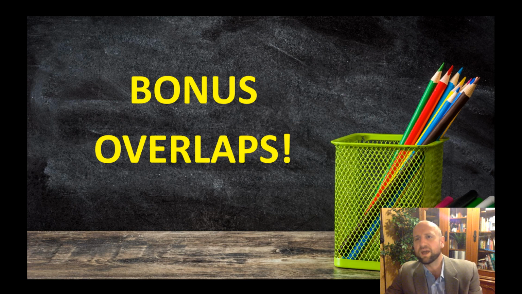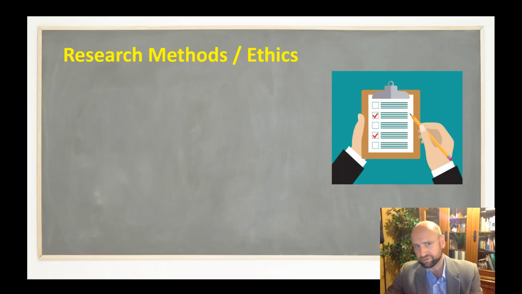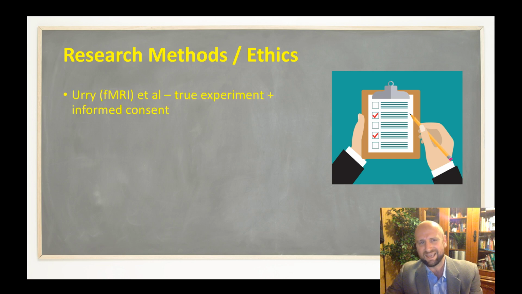Okay, some bonus overlaps. Now, you can also use this to overlap with research methods and ethical considerations. For example, Uri et al. study uses fMRI in a true experiment. So you could explain how a true experiment's used, and then how true experiments utilize the use of fMRI in studying the brain and behavior.